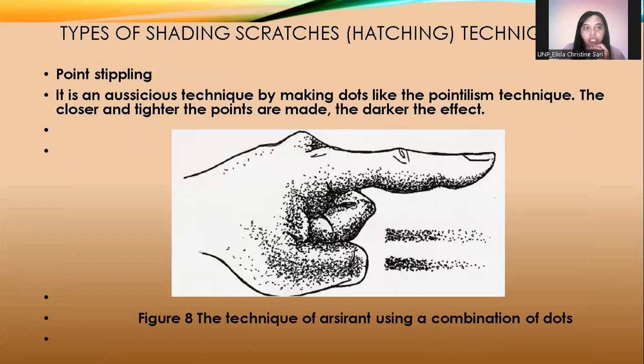Point stippling is a technique of making dots, like the pointillist technique. The closer and denser the points are made, the darker the effect. This example is a drawing of a hand with point stippling, or pointillism. These are made using a combination of dots.